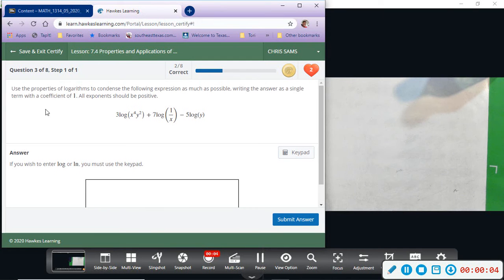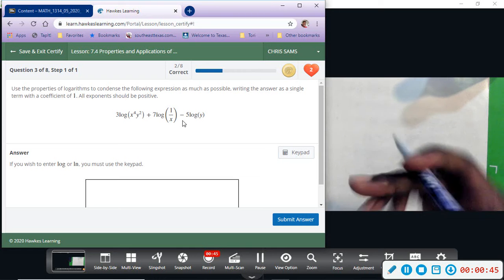Alright, so number 3, this one says we want to condense this expression as much as possible, writing the answer as a single log term with a coefficient of 1, and then all exponents should be positive. Okay, so first I'm looking at each of these. We have log, log, log, they're all the same, base 10. So the fact that we're adding and subtracting says we can condense these together. So we're going to use the properties and bring these together.